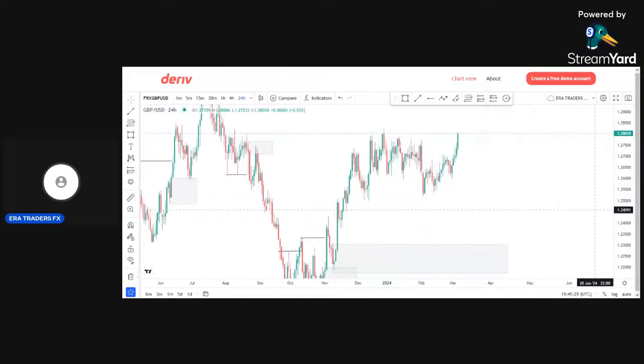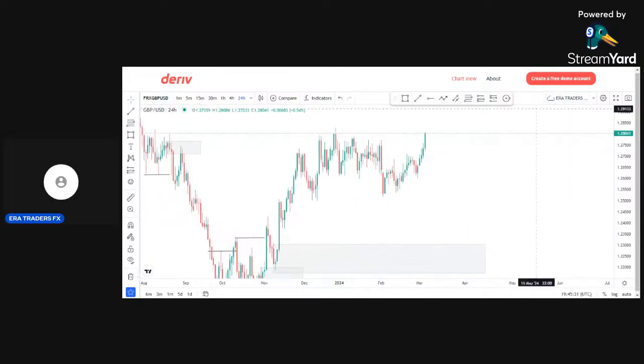So let's look at the current trend. Let's look at what's happening currently. We saw this higher high, higher low, higher high. Where will price trade into?